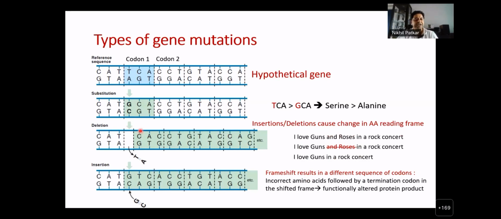For example, because the G is deleted, now you have CAC, which forms the codon, and CGT, which forms the next codon, and so on. So the entire translation of amino acids in the protein downstream of this change changes, leading to the premature introduction of a stop codon. So not only is the amino acid sequence of the protein changing, but there is also an abrupt termination of synthesis of amino acids.